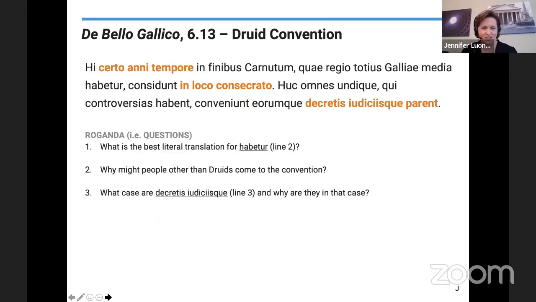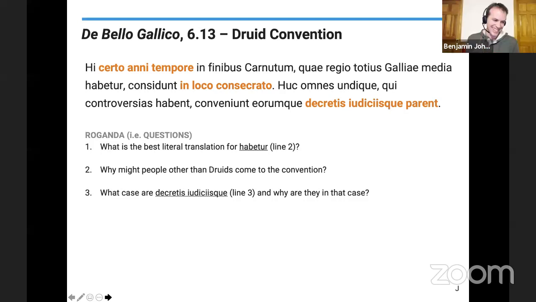All right, excellent. So we're going to look at this next section. And again, we're going to give you some rogananda to ponder before we go over the answers. So number one, in this next part of 6.13, what's the best literal translation for habetur? Ooh, that sounds familiar, doesn't it? I was going to say, those of you who listened yesterday probably remember this. If you didn't listen yesterday, and so you're confused now, then there's always the opportunity to go back and listen.